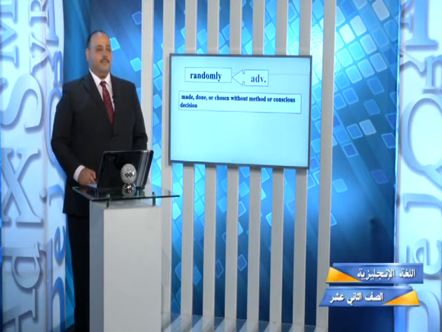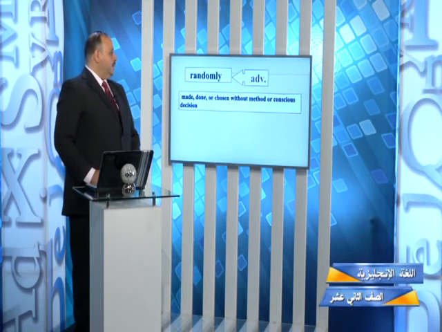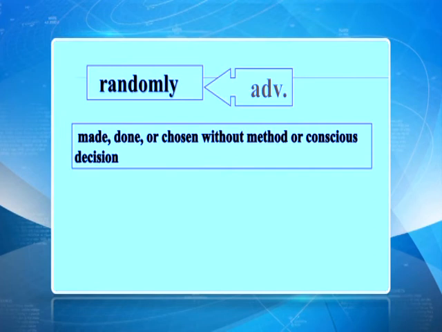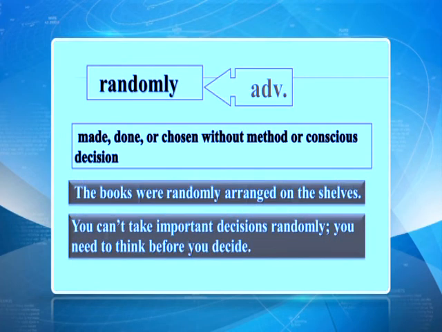Now, let's see. Made, done, or chosen without method or conscious decision. Let's have examples. The books were randomly arranged on the shelves. Now, this means that the books were just arranged. They do not follow a certain order. They were randomly arranged. You can't take important decisions randomly. You need to think before you decide.